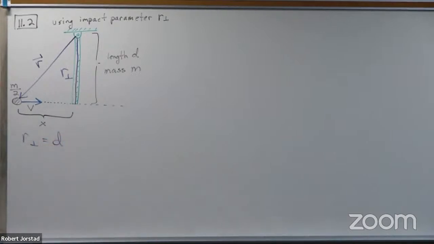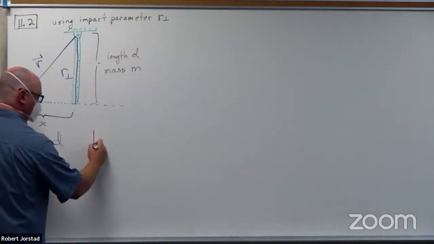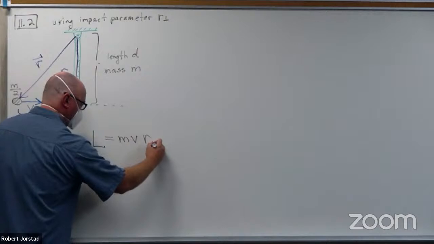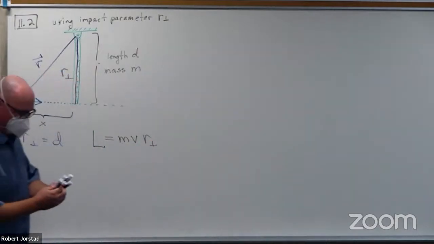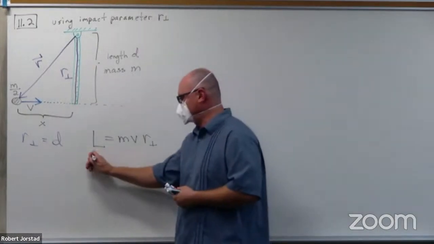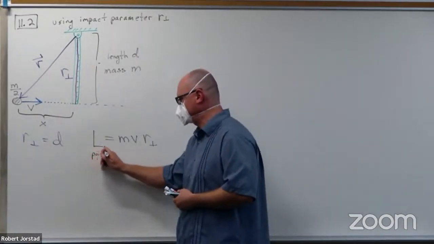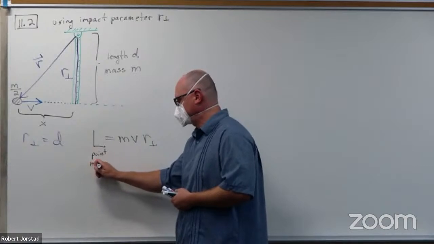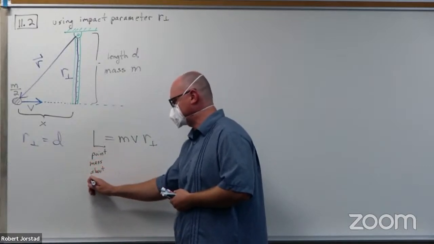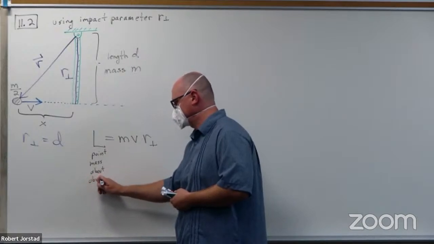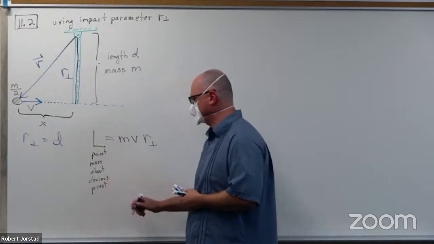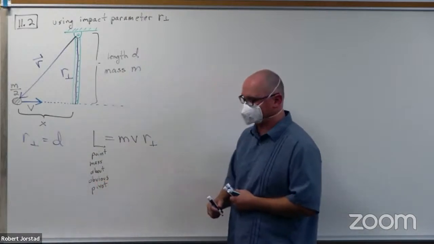I'm going to show you the angular momentum calculation. L is going to be M V R perpendicular. Now we got to be careful here. Watch this carefully. I want the L of the point mass about the obvious pivot. Is M the correct mass to use?